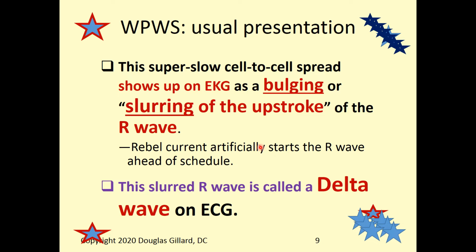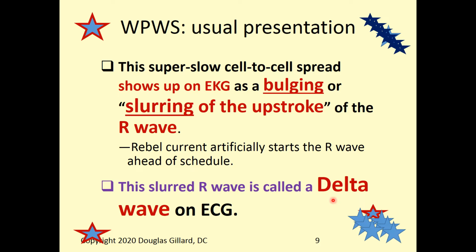All right, so what about the usual presentation of this on EKG? Well, the super slow rebel current shows up. It replaces the quiet patch on the EKG. It replaces the PR segment. And instead, it makes a slow kind of slurring of the R wave, it's said to be. Sometimes it bulges out. Remember we said the QRS complex has to be built with straight edges. We usually don't get a very straight edge with this, and you get a bulge. And that slurring of the R wave is called a delta wave.